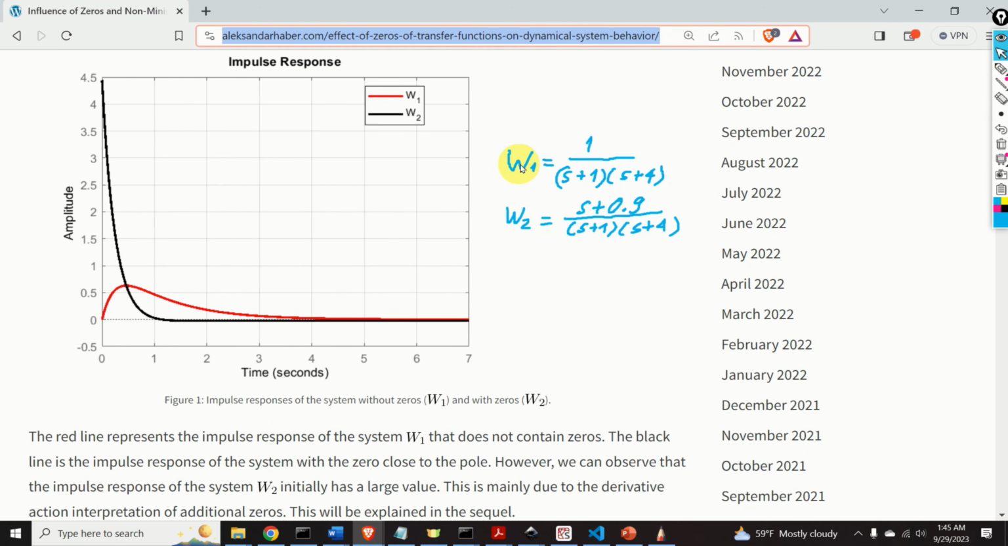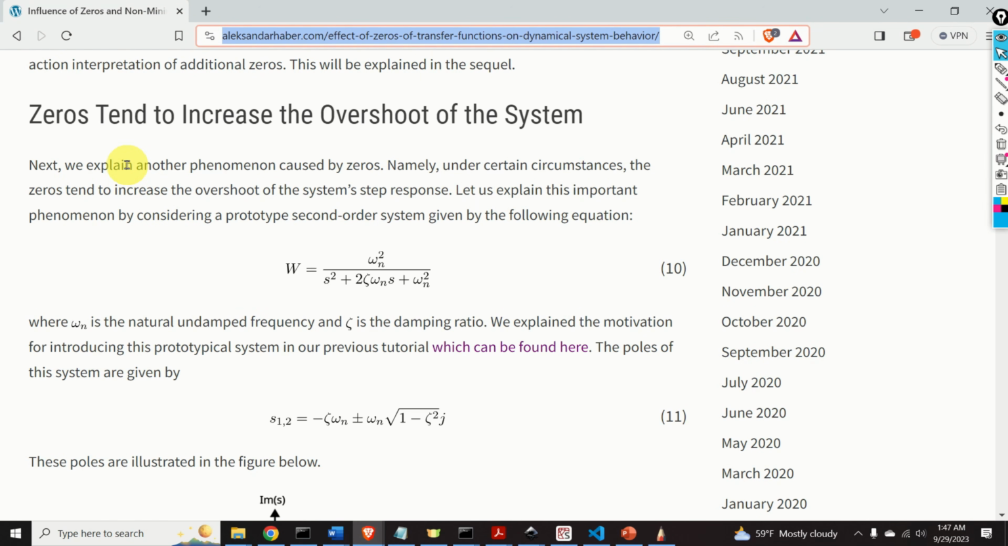To remind you, this is the first transfer function and this is the second transfer function. The red line represents the impulse response of the system W1, and this system doesn't contain zeros. The black line is the impulse response of the system with the zero close to the pole. Here it is. We can observe that the impulse response of the system W2 initially has a large value. This is mainly due to the derivative action interpretation of additional zero, and this will be explained later on in this video tutorial.